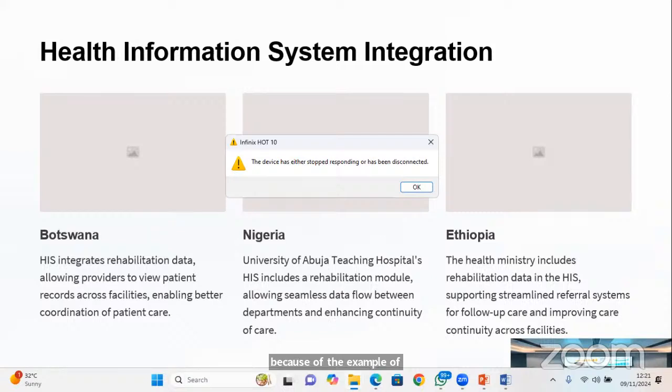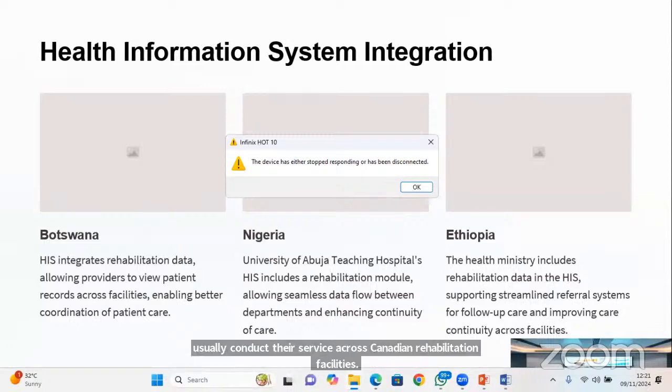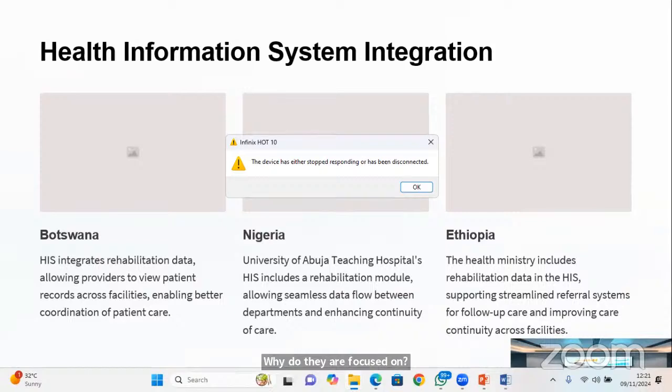Right? Now, how do we conduct the patient audit? We have an example of the Canadian Institute for Health Information audit. They call it CIHI. They usually conduct their service audit across Canadian rehabilitation facilities. What do they focus on? They focus on standards compliance as well as data accuracy.